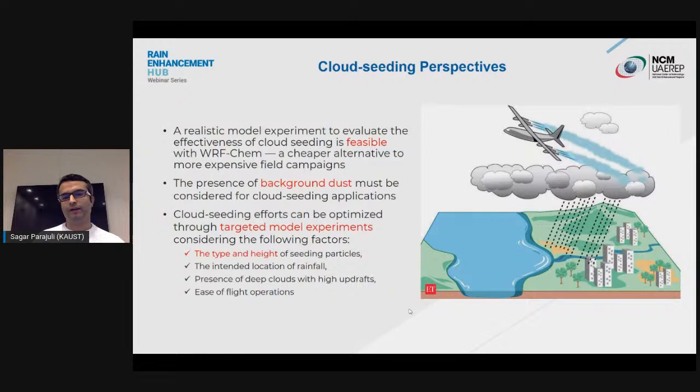And so summing up all this, cloud seeding efforts can be optimized through targeted model experiments, considering the following factors: the type and height of seeding particles, the intended location of rainfall, presence of deep clouds with high updrafts, and the ease of flight operations. So cloud seeding is actually an optimization problem which needs to consider several factors.